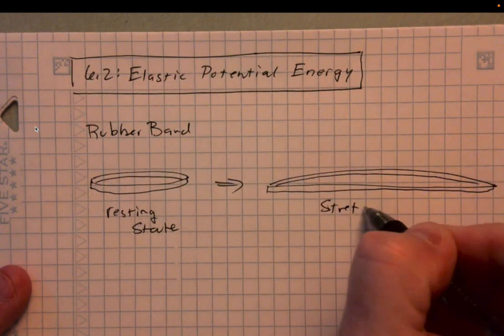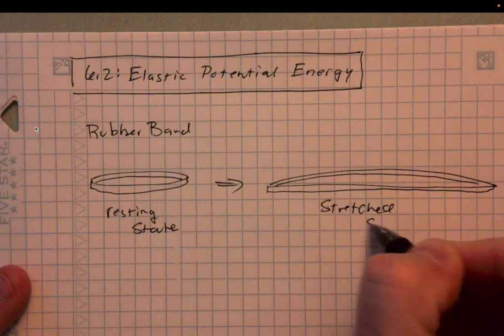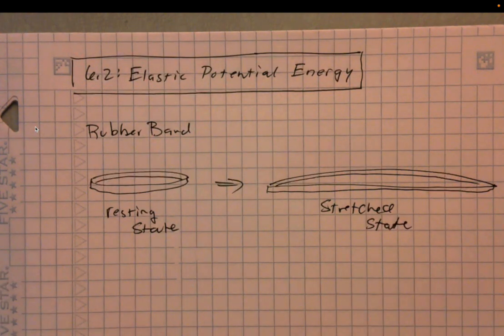But when I stretch the rubber band or deform the rubber band by pulling it, I am injecting potential energy into the rubber band. Because in its stretched state, kind of like a spring, if I pull a spring apart, it wants to return to its resting state. And so in stretching a rubber band, I am introducing a kind of energy into it.